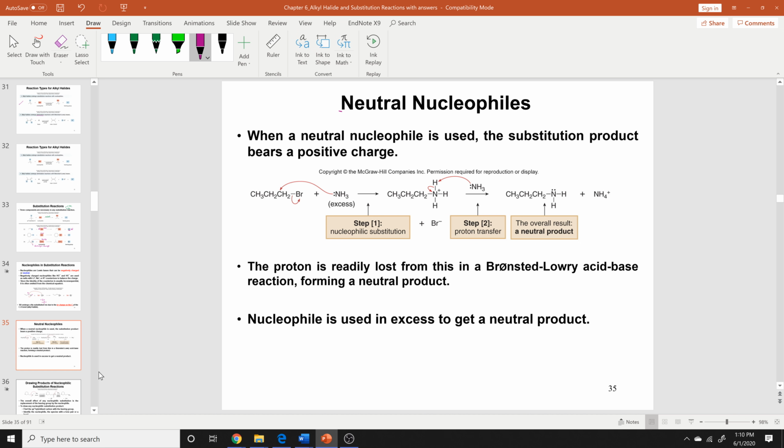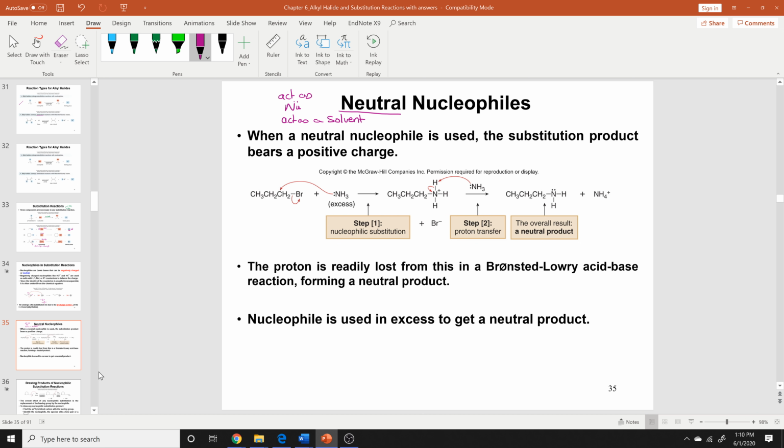So neutral nucleophiles have a double job. They act as a nucleophile and they act as a solvent. So when I use them, I just use them in excess. When I use them in excess, the first step is the nucleophile is going to attack the carbon. The halogen is going to leave by a heterolytic cleavage, and I'm going to end up getting my substitution product.